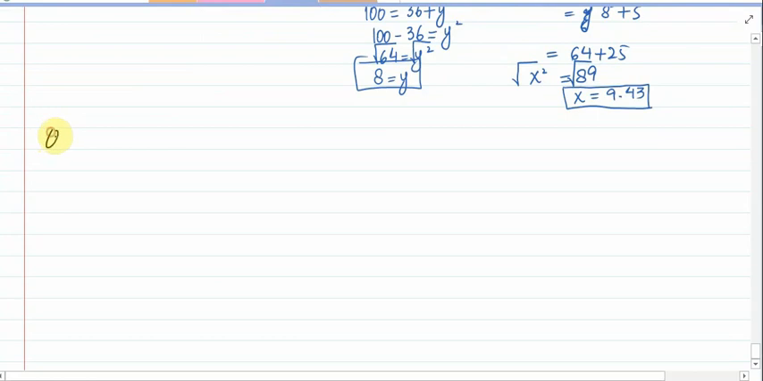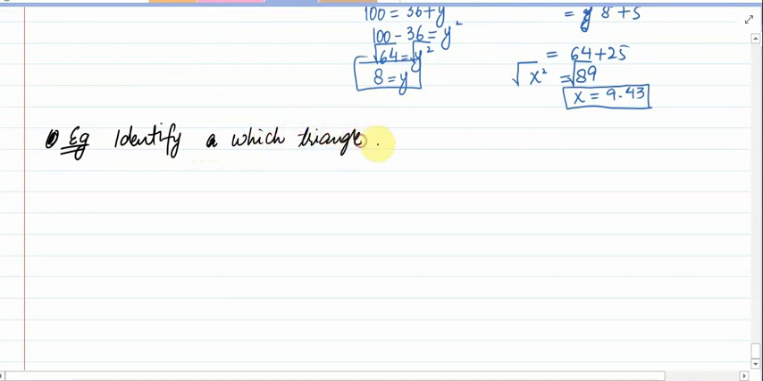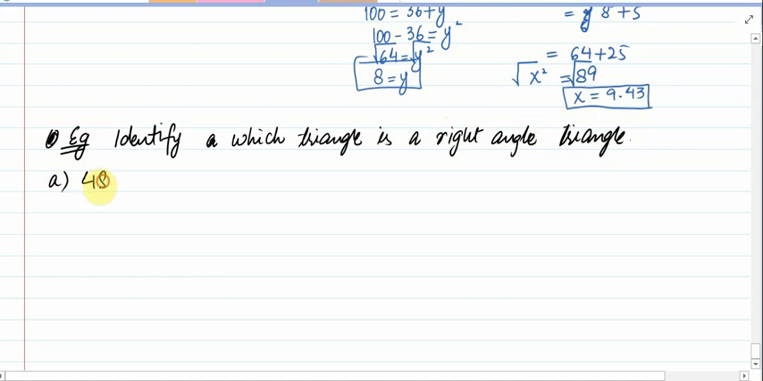Okay, example. Identify which triangle is a right angle triangle. Identify which triangle is a right angle triangle. Let me give you some sides. 48, 50, 14. 48 centimeter, 50 centimeter and 14 centimeter.